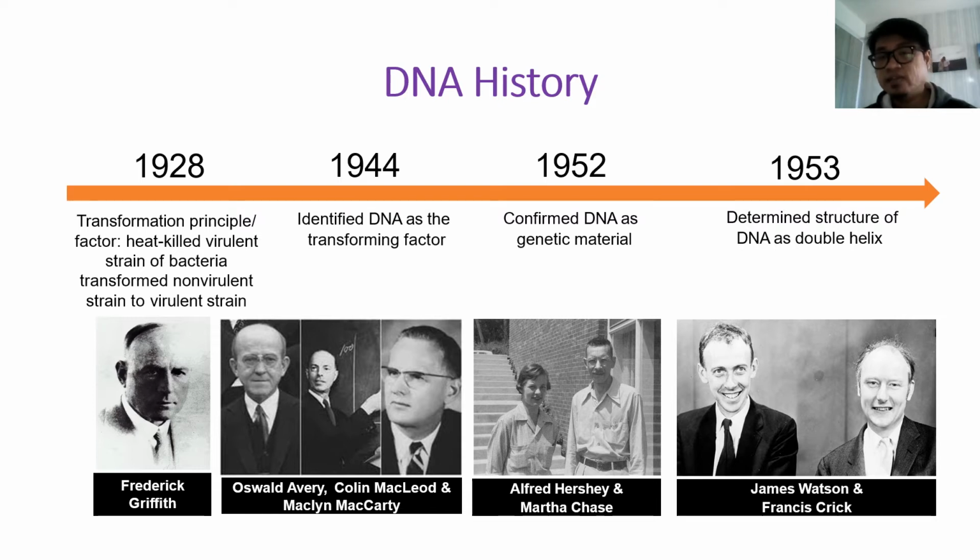All right, and then moving on to 1953, James Watson and Francis Crick won the Nobel Prize by setting up the structure of the DNA double helix. They introduced the structure of the DNA double helix. So this is quite history. All right, so we move to the DNA double helix.